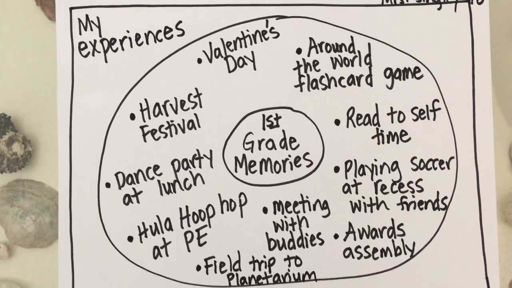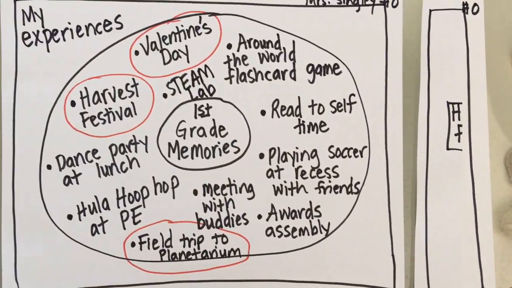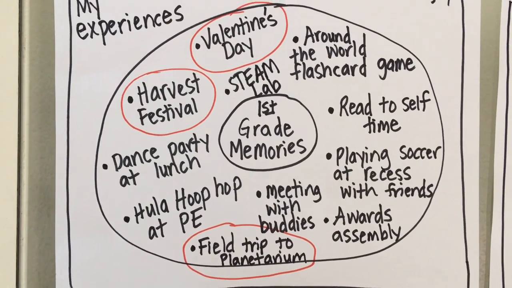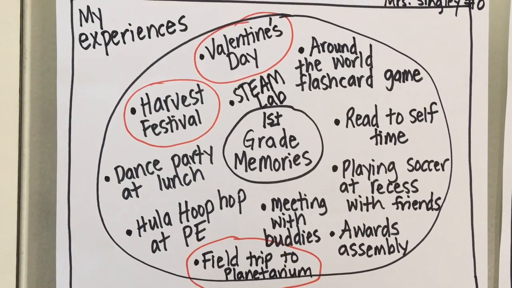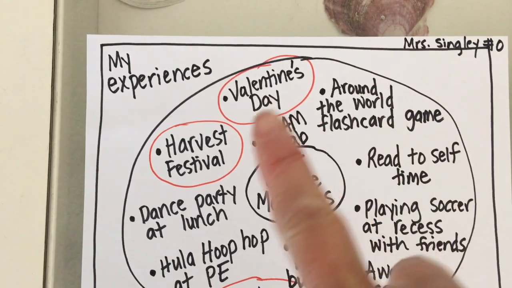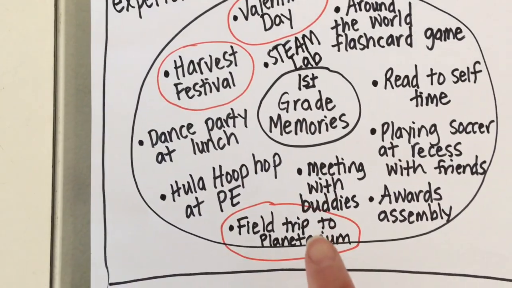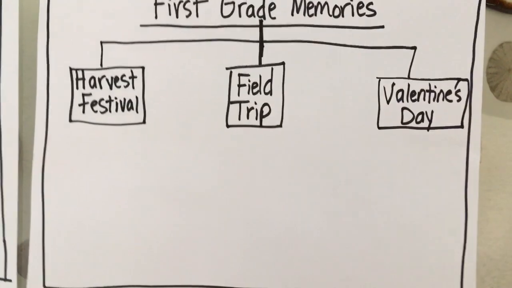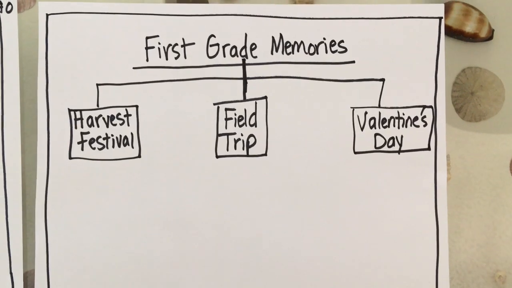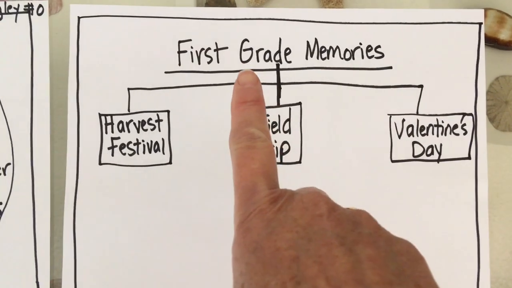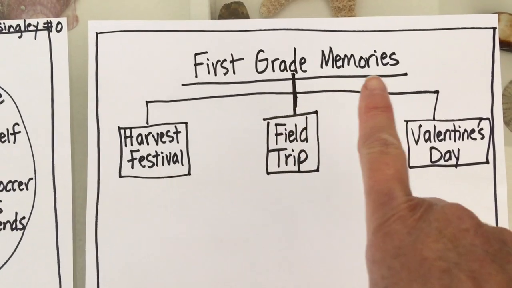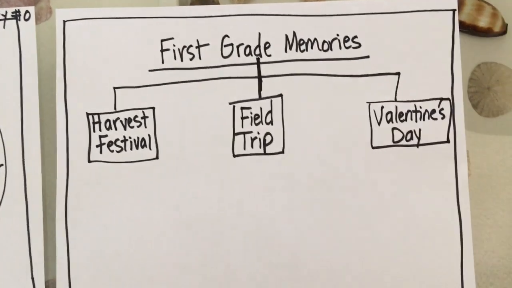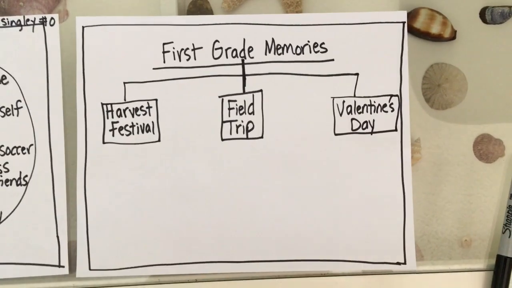Okay, next will be a tree map. All right, now I want you to circle 3 items from your circle map. I circled Valentine's Day, Harvest Festival, and a trip to the planetarium. Then I want you to take those 3 thoughts and put them into a tree map. So at the top here, you need to write first grade memories. That's our topic. Then write your 3 things you're going to write about. Now it's your turn.